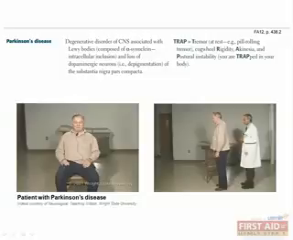The mnemonic we've provided for Parkinson's is TRAP, which stands for tremor, cogwheel rigidity, akinesia, that is, problems initiating movement, and postural instability, meaning walking with a stooped back. The diagnosis of Parkinson's is made clinically. However, the classic finding on autopsy is depigmentation of the substantia nigra. Under the microscope, you might also see Lewy bodies, which are alpha-synuclein inclusions.